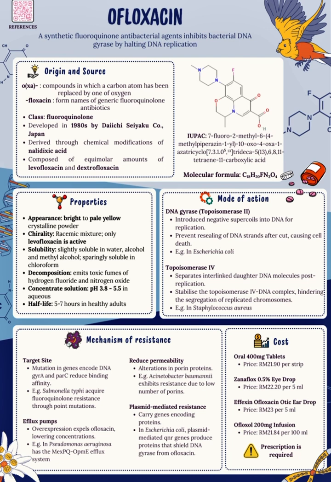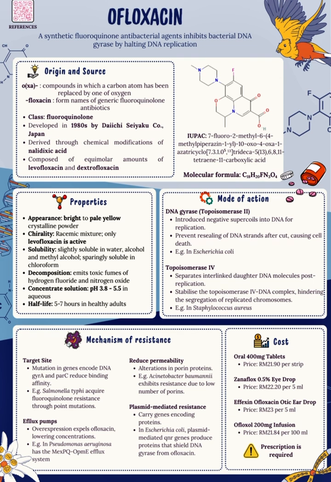This is particularly effective against bacteria like E. coli. As for topoisomerase 4, it's responsible for separating interlinked daughter DNA molecules after replication. Ofloxacin stabilizes the DNA-topoisomerase complex, preventing chromosome segregation. Therefore, ofloxacin effectively disrupts replication in Staphylococcus aureus by targeting topoisomerase 4.